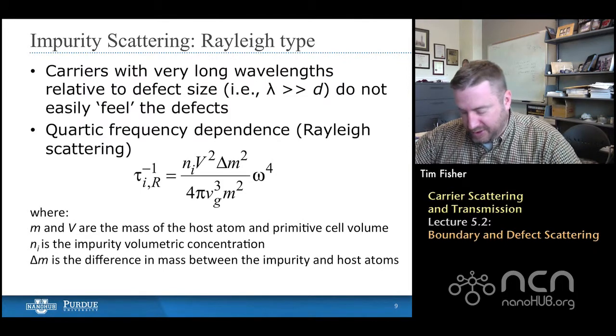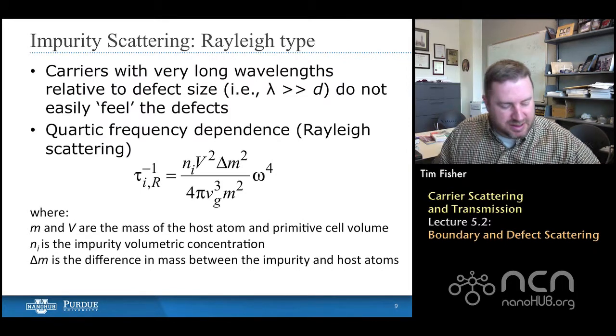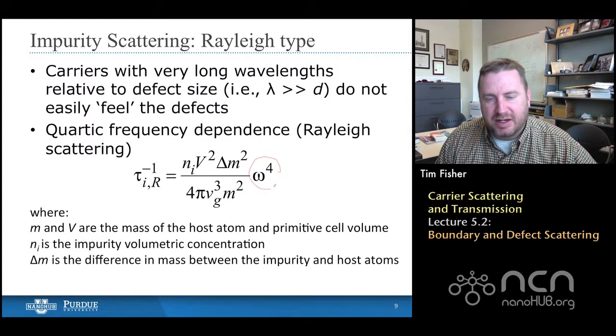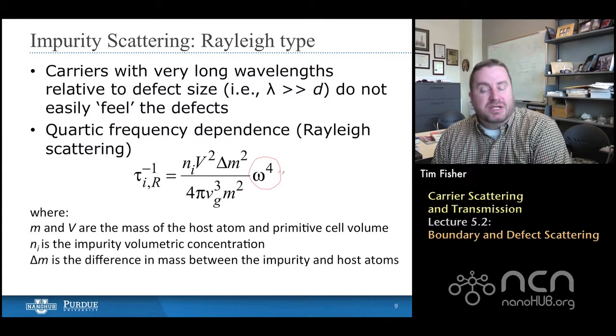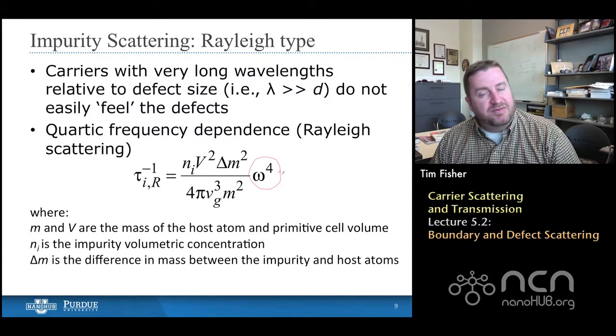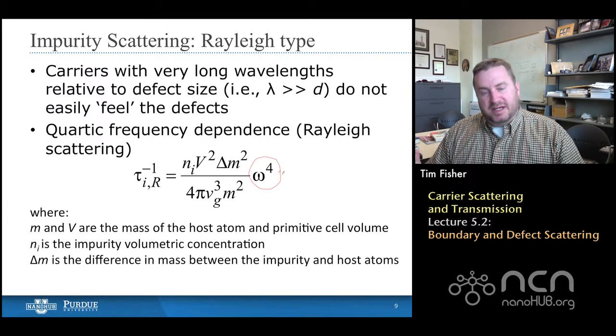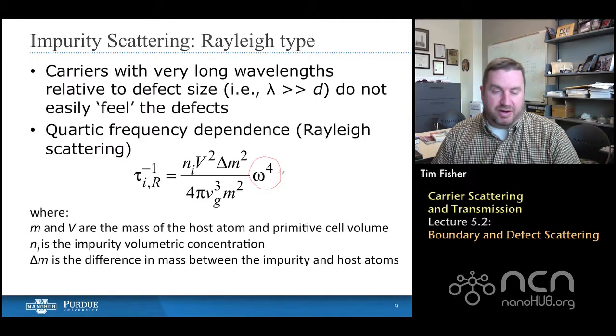But the most important thing to realize, and this is the classical signature result from Rayleigh scattering, is that the scattering rate goes as frequency to the fourth power. So you can see it's a very, very strong dependency on energy. So for these longer wavelength carriers, the scattering rate is very small. But as the wavelength decreases and frequency increases, you can see that the scattering rate changes very, very rapidly.